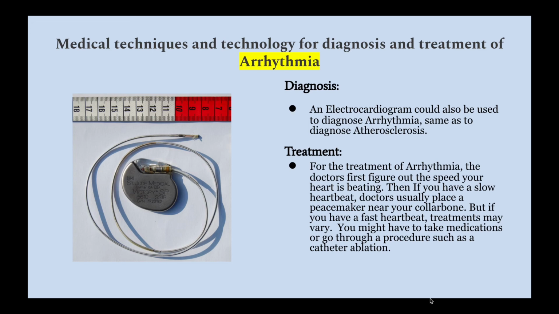And for the treatment of arrhythmia, doctors first figure out the speed of your heartbeat. Then if you have a slow heartbeat, doctors usually place a pacemaker, as you can see here, near your collarbone. But if you have a fast heartbeat, treatments may vary. You might have to take medications or go through procedures such as a catheter ablation.